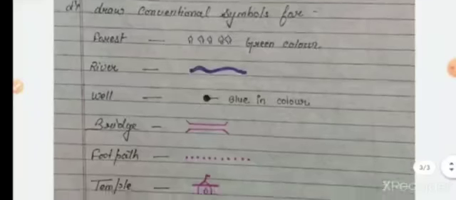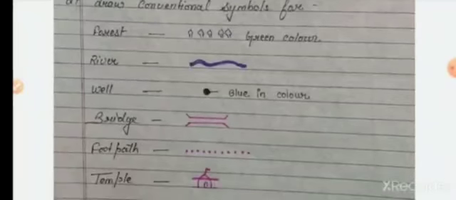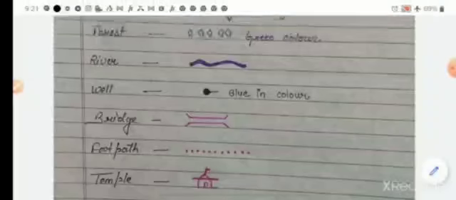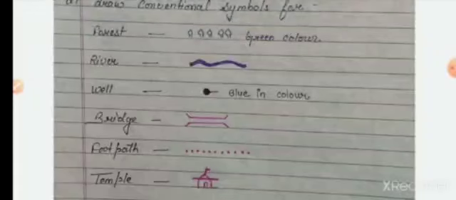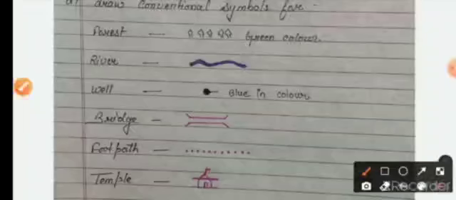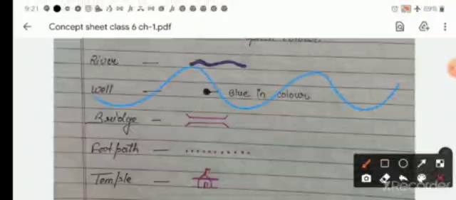You can see here this is your forest. This picture is representing your forest. It will be in a green color. This conventional sign is used in your map, it is used in your topo sheet. So this picture will be in green color. River, this picture is representing river, in this wave form, it is representing river.